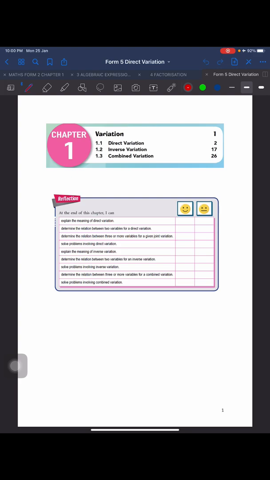And for today's class, we're going to look into the first chapter, chapter 1 variation. We're going to look at the first subtopic, 1.1 direct variation. In this chapter, you will learn about three types of variation. The first one is direct variation, the second one is inverse variation, and the third one is combined variation. For the purpose of today's class, we only look at the first part first. So 1.1 direct variation.